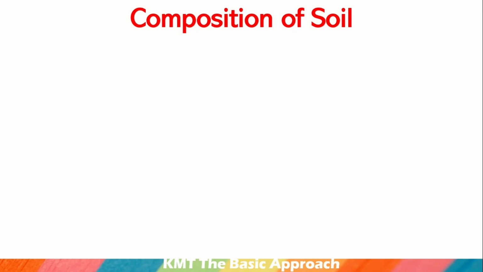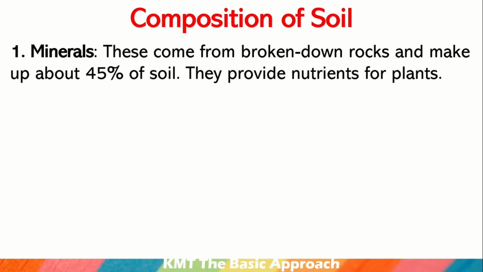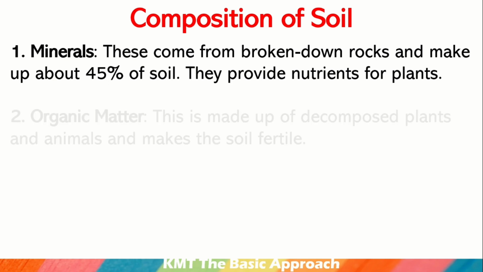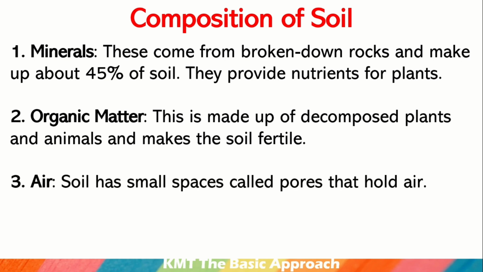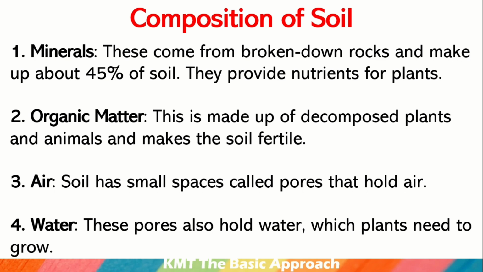We also learn about the composition of soil. Number 1, minerals. These come from broken down rocks and make up about 45% of soil. They provide nutrients for plants. Number 2, organic matter. This is made up of decomposed plants and animals and makes the soil fertile. Number 3, air. Soil has small spaces called pores that hold air. Number 4, water. These pores also hold water, which plants need to grow.